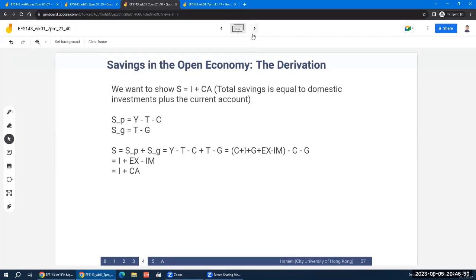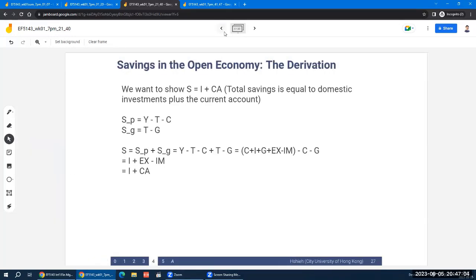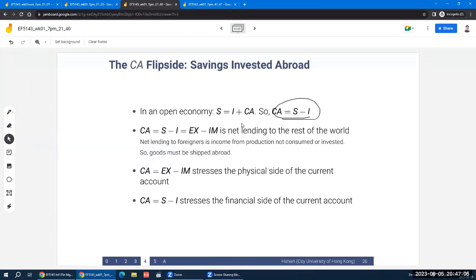Whatever I just showed you here is exactly what I wrote here. It's the same thing. I just walked you through it to make sure everybody was on the same page. The point, of course, is to highlight the financial side. It's not just lending and borrowing in terms of goods and services, which I tried to highlight in the past hour. You can also think of it in the financial sense now. It literally is lending financially to other countries if you have a positive current account. A negative one means you're borrowing from other countries.